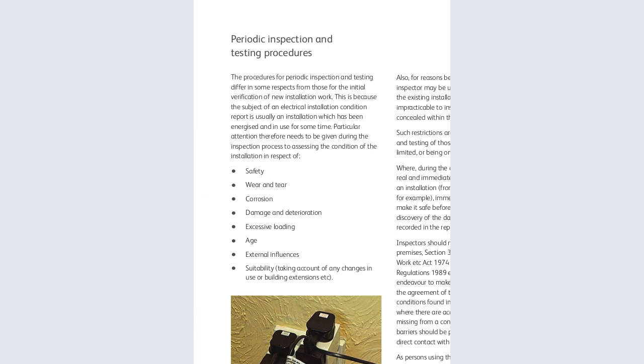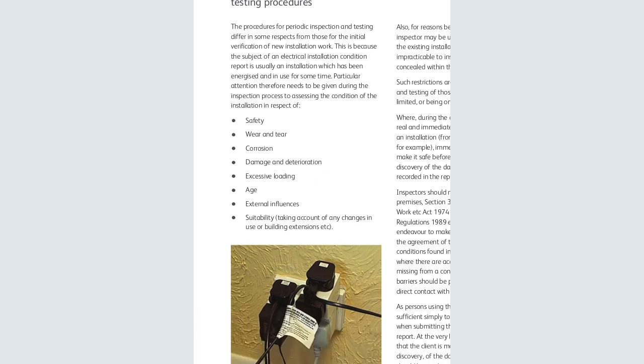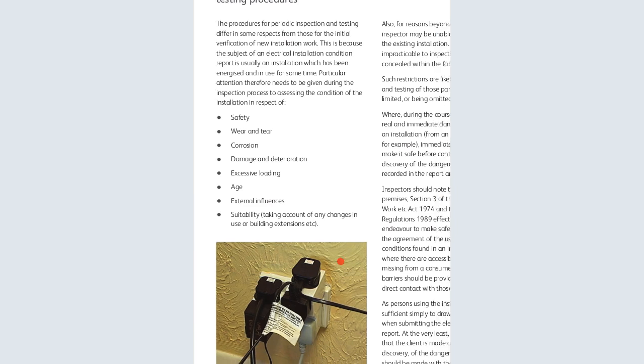Now, this is because the subject of an electrical installation condition report is usually an installation which has been energized and in use for some time. So particular attention needs to be given during the inspection process to assessing the condition of the installation in respect of: 1, the safety; 2, the wear and tear; 3, the corrosion; 4, the damage and deterioration; 5, the excessive loading; the age; the external influences; sustainability; and taking account of the change in use of the building or extension.